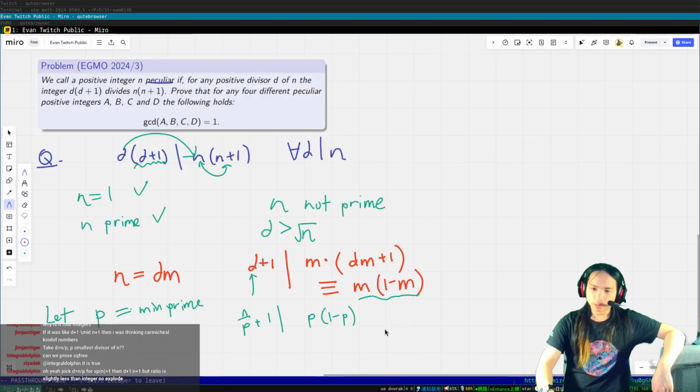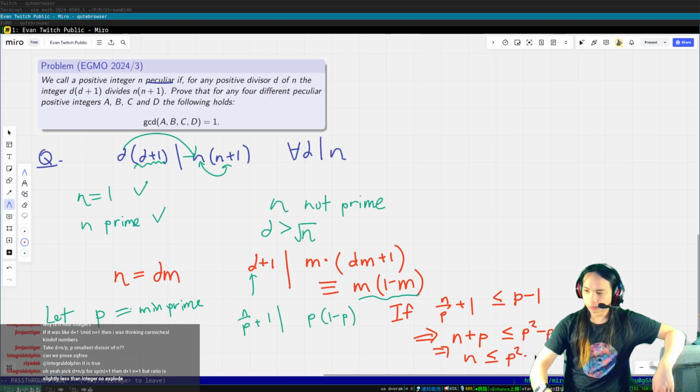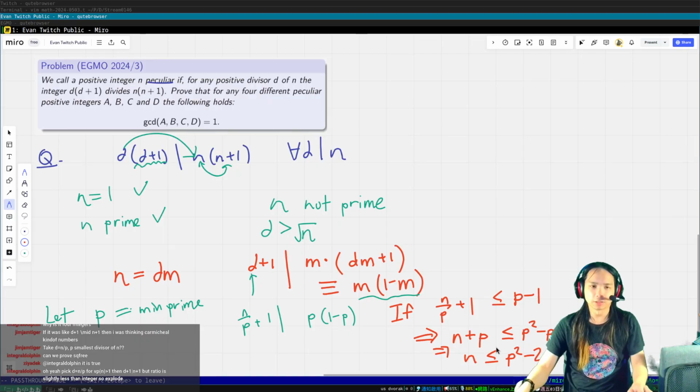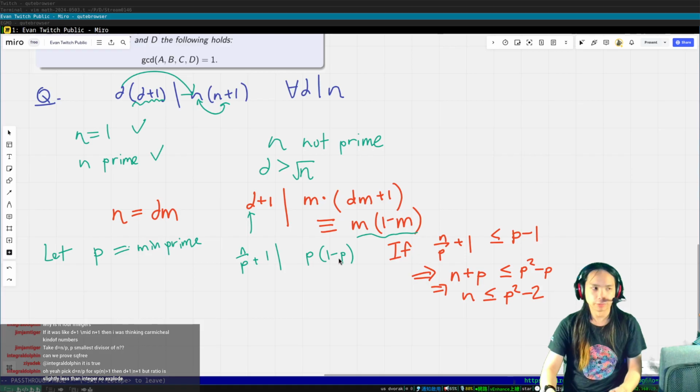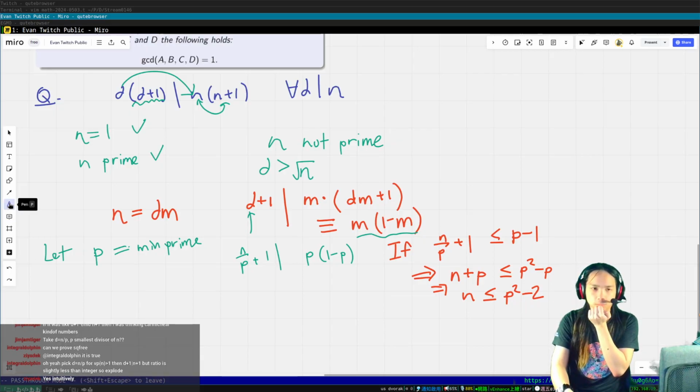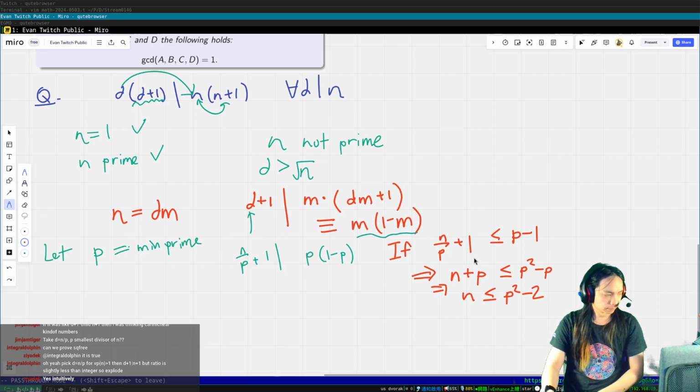So if n over p plus 1 happens to be, if you don't use the p, and then you get a p minus 1 here, then that implies n is actually too small, because n will be less than p squared minus 2p. But we assumed p was the smallest prime, and that n is not prime. So if n is composite and you take the smallest p and you don't get a 1 minus p out of this, you're in trouble, because n is too small now. So it must be the case that n over p plus 1 has a factor of p in it. So p divides n over p plus 1.